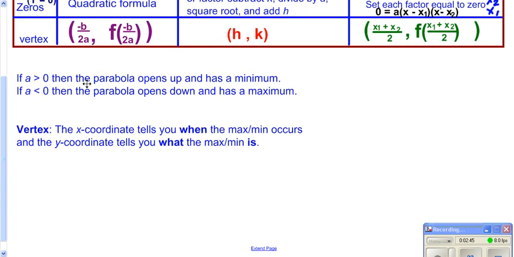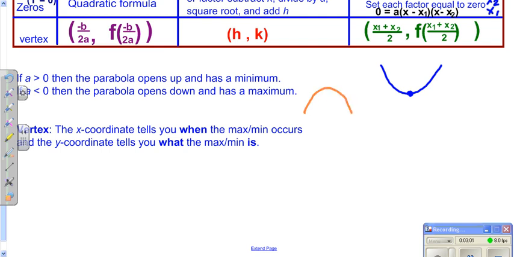If a, the number in front of your squared term, is positive, it opens up. And if it opens up, it has a bottom point and it would have a minimum. However, if your a in front is negative, it opens down and it has a top point. So it would have a maximum.